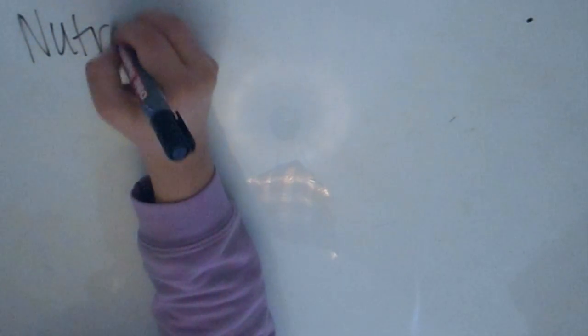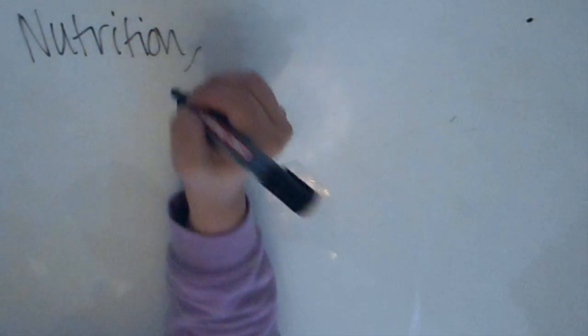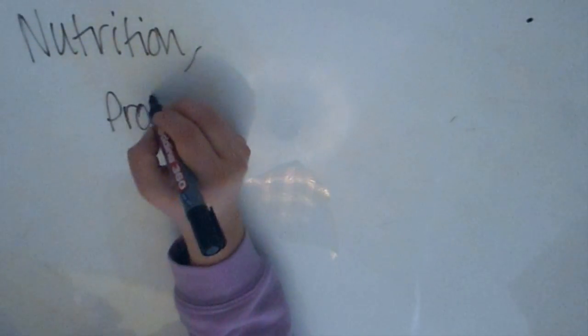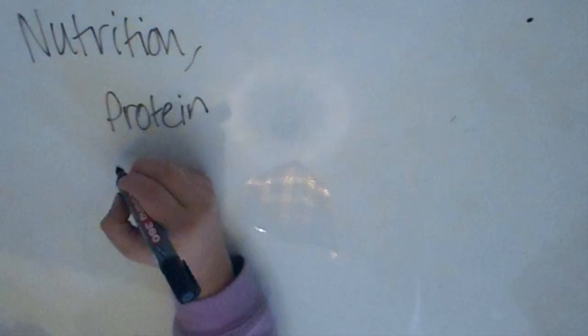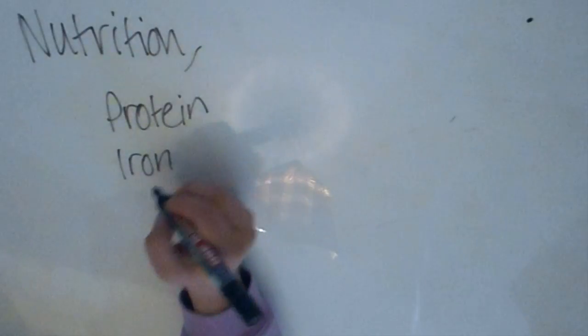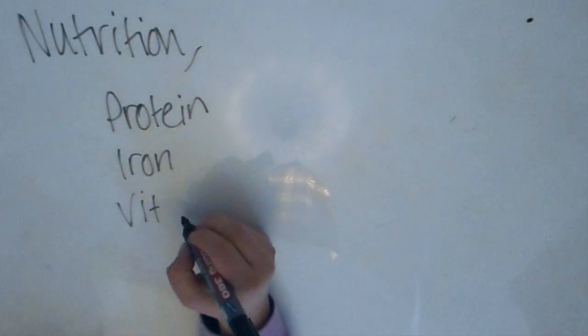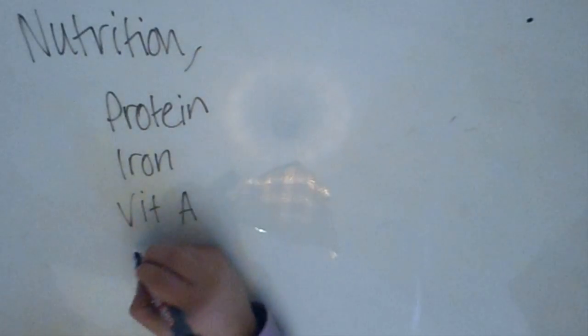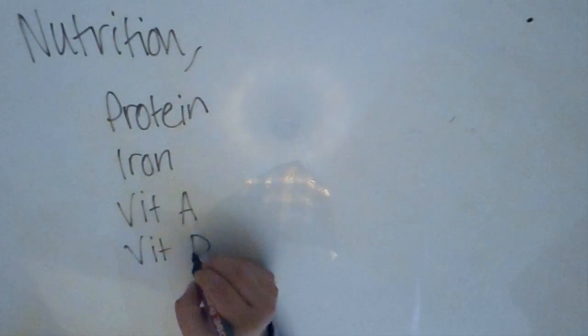So the last thing that I'm going to talk to you about is the nutrition that's found in eggs. Eggs contain a range of nutrients, which means that they're quite a good food for us to eat. So eggs are high in protein. They also contain iron, vitamin A, vitamin D, vitamin E and vitamin B12.